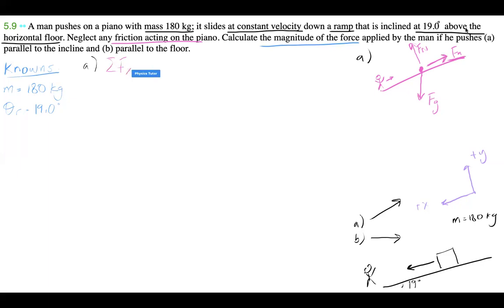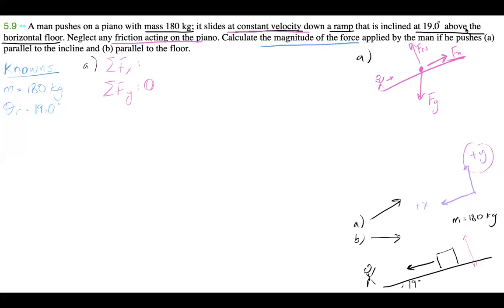Fx and Fy, right? So the first thing we want to recognize is that the summation of forces in the Y direction for this piano is obviously going to be 0. This one's easy because there's no indication that the piano is moving up or down in this Y direction that we set up for ourselves. In the Y axis, there's no motion.